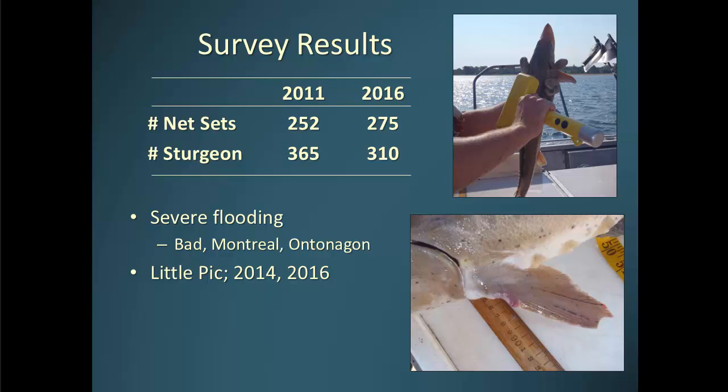Here's just a very simple table showing some survey results. We had a slightly higher catch in 2011 with 365 sturgeon, and a little bit lower in 2016 with 310. One thing I want to emphasize is we did have some pretty severe flooding along the south shore of Lake Superior in 2016, which likely impacted our catch results on the Bad, Montreal, and on the Tahquamenon.